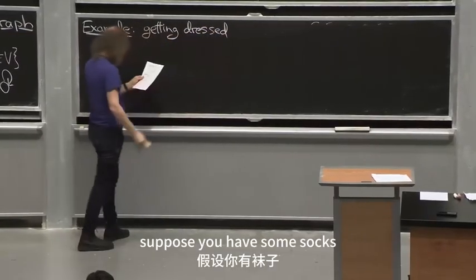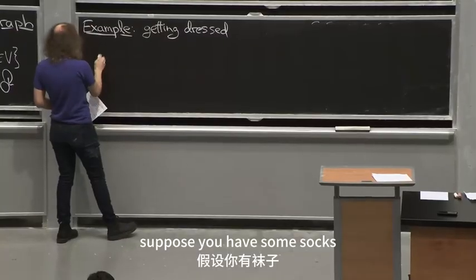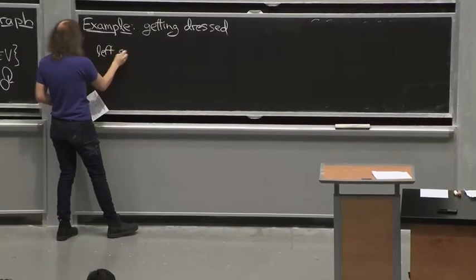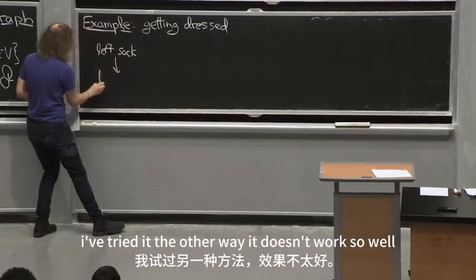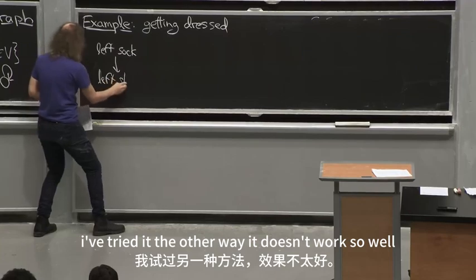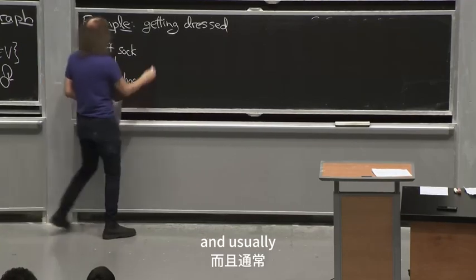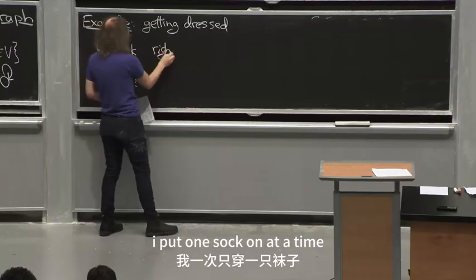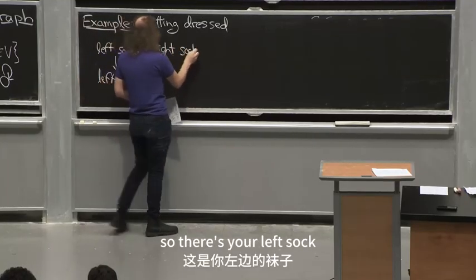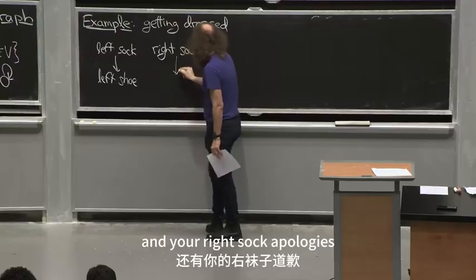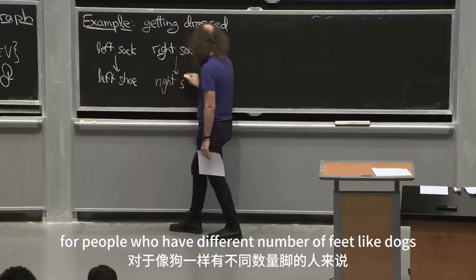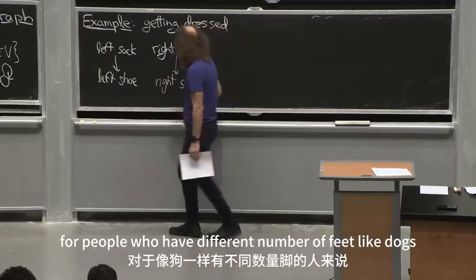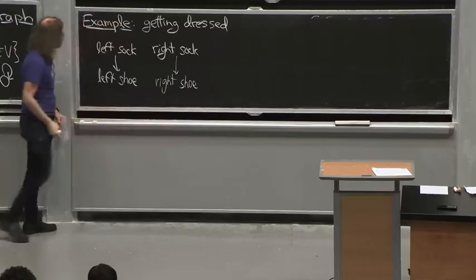So suppose you have some socks you want to put on, and you may know that socks come before shoes. I've tried it the other way. It doesn't work so well. And usually I put one sock on at a time. So there's your left sock and your right sock. Apologies for people who have a different number of feet. Like dogs, it's even more annoying.